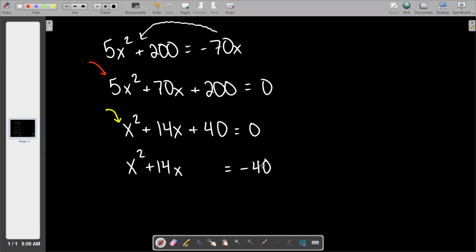And then we complete the square. And what's the magic number right here that completes the square?